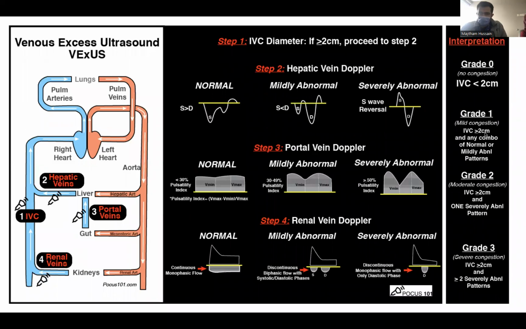So if you have an IVC of more than 2 centimeters and any combo of normal or mildly abnormal patterns, this is considered grade 1 congestion. Grade 2 is a dilated IVC and 1 severely abnormal pattern. And then grade 3 is a dilated IVC and 2 severely abnormal patterns.